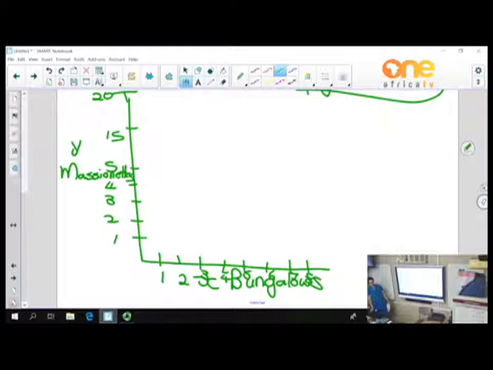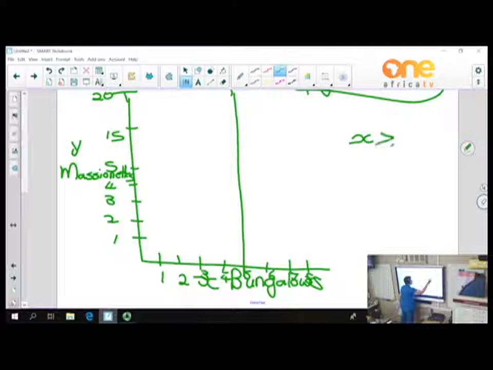Now, which one will be the easy one to draw? Yeah, X more than or equal to 5. That's right. So start with that one. X is more than or equal to 5.